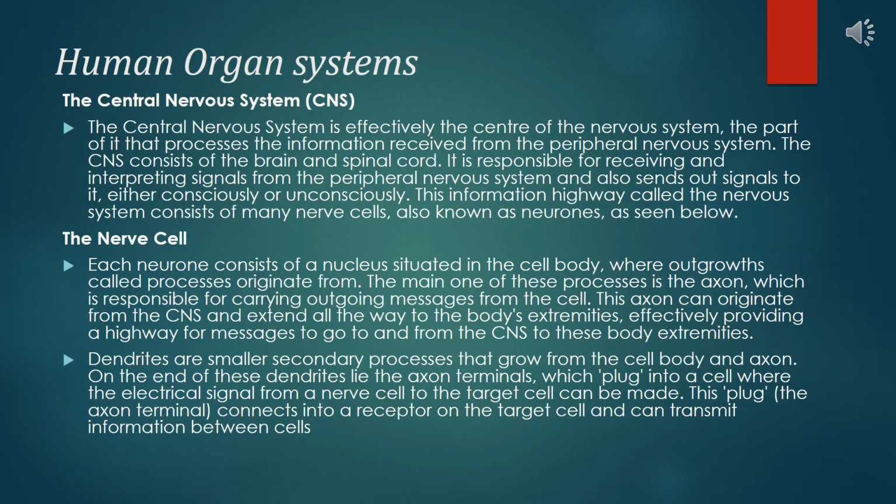Dendrites are smaller secondary processes that grow from the cell body and axon. On the end of these lie the axon terminals, which plug into a cell where the electrical signal from a nerve cell to the target cell can be made. This plug, the axon terminal, connects into a receptor on the target cell and can transmit information between cells.